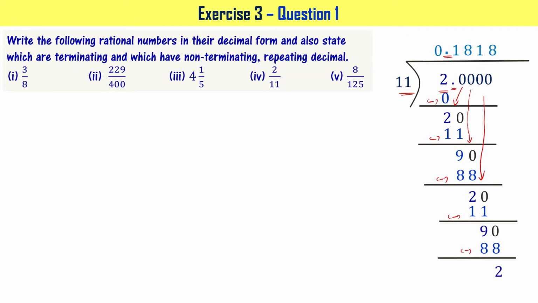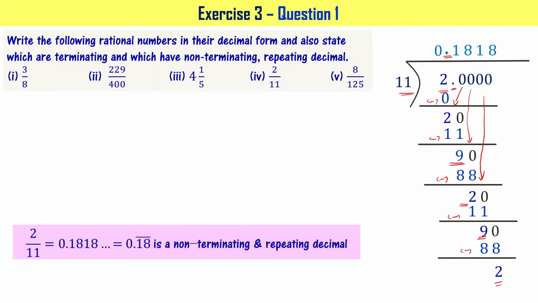Look at this. Here we have 9. We have 2 here, right? Then we got 9 and 2. It means it is going to repeat like this, right? For that reason, we stop here, okay, and write it as 2 by 11 equal to 0.1818 and so on.